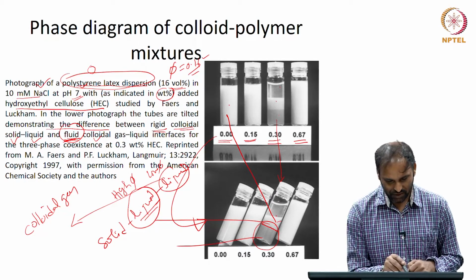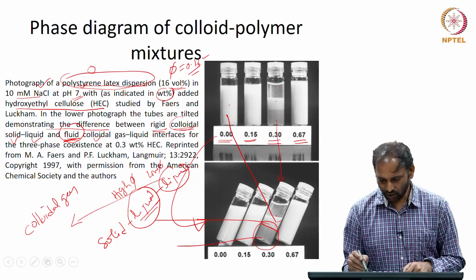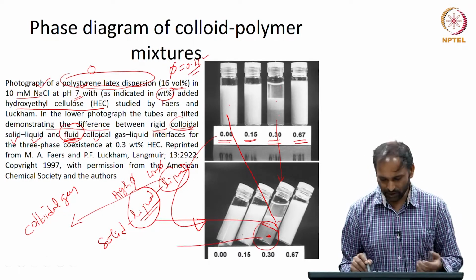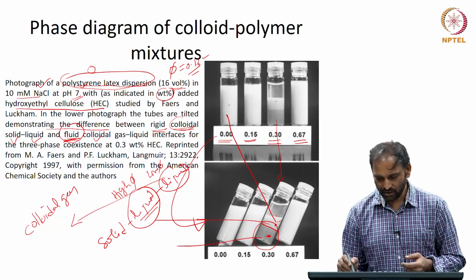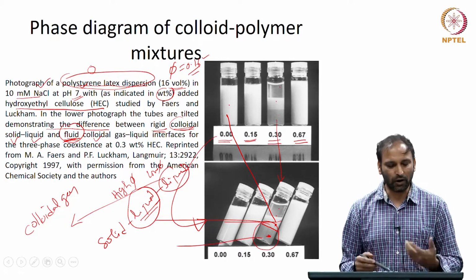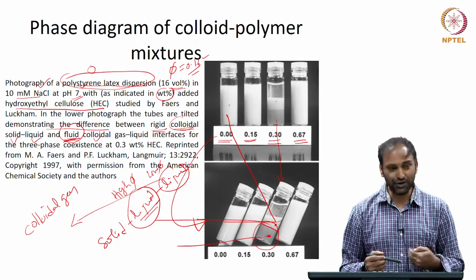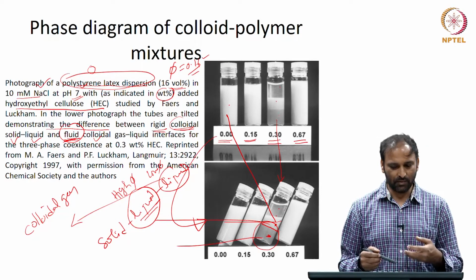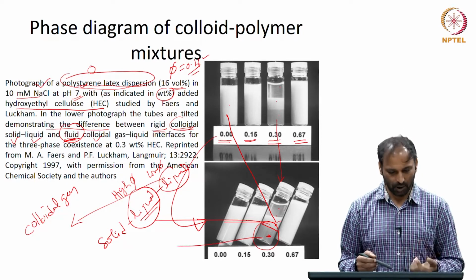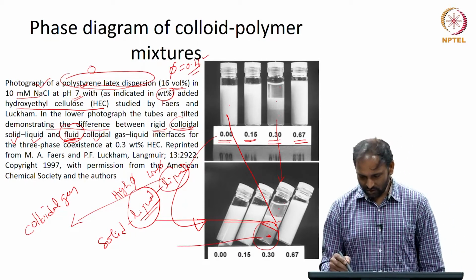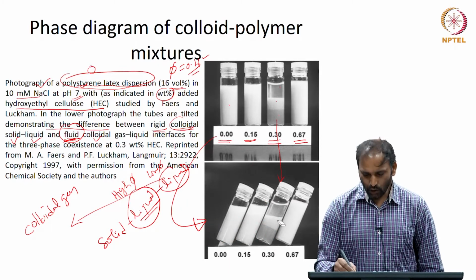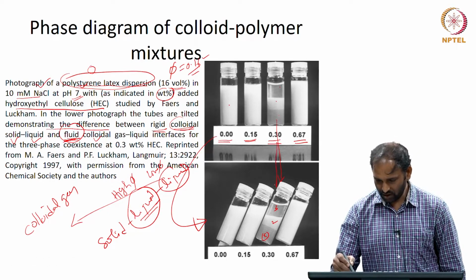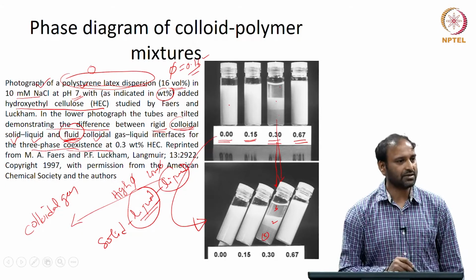So let us look at the first one. The difference between the rigid colloidal solid, which was this, and the colloidal fluid or colloidal liquid. And of course, there is also a transition between the gas-like region and the liquid-like region. So, this is one way of visually telling something about the phase transitions, about what has happened to your colloidal solutions after you added a polymer. And if you look at the third vial, here they talk about the coexistence of 3 phases: phase 1, phase 2 and phase 3. For 0.3 concentration, 3-phase coexistence occurs.